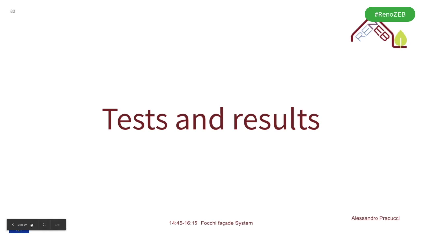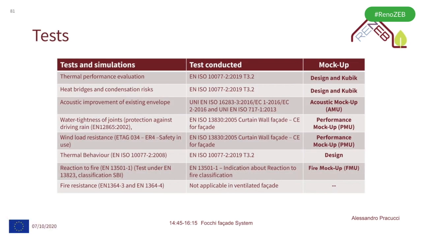Okay, here are the test results of the facade. We had some activities to be performed to validate the solution. First of all, the thermal performance. In addition to the simulation that I've shown you in the previous slide, there are also specific activities conducted in Cubic, a test building in Tecnalia's facility. And also for heat bridge and condensation risk, we have simulated, as well as tested, ongoing in this last month in Cubic.